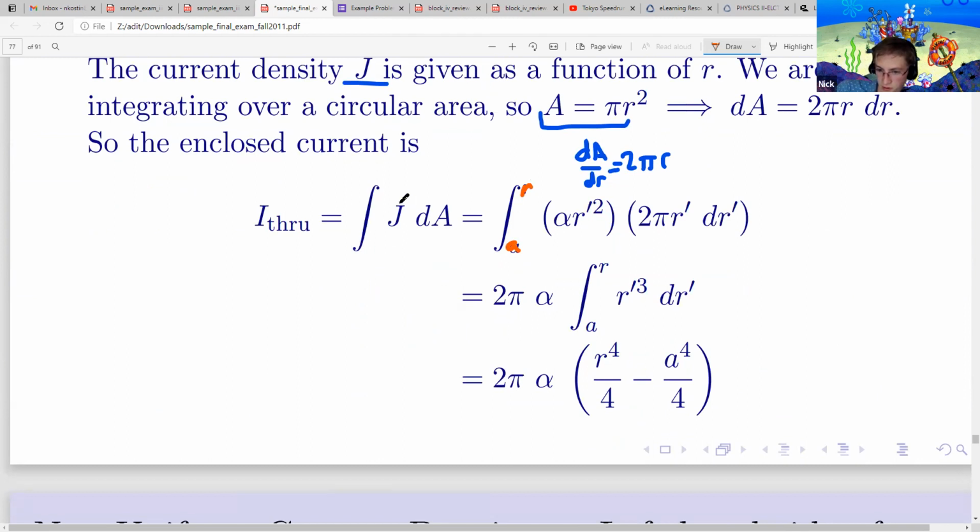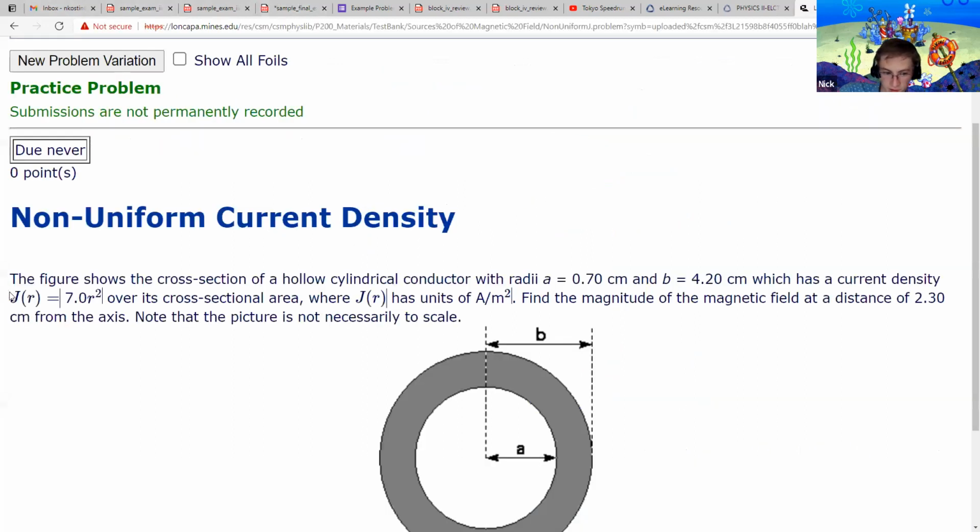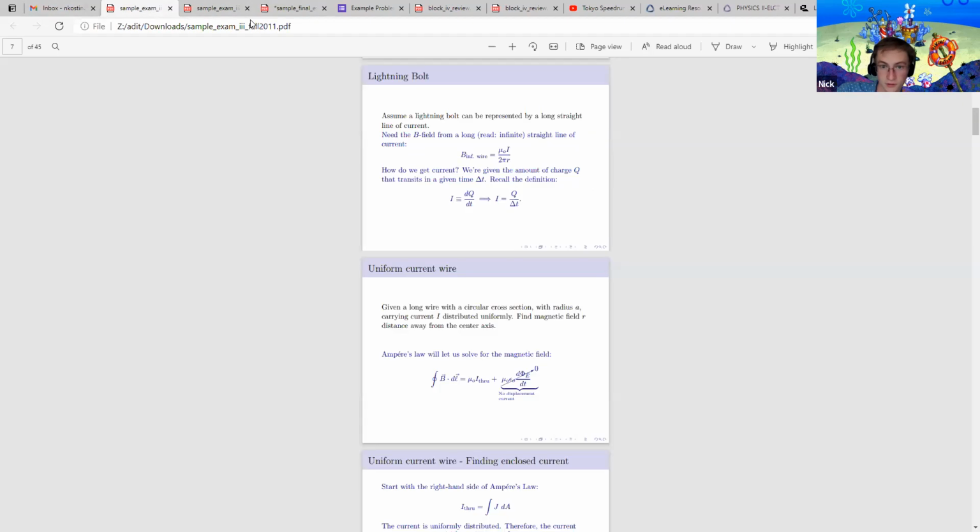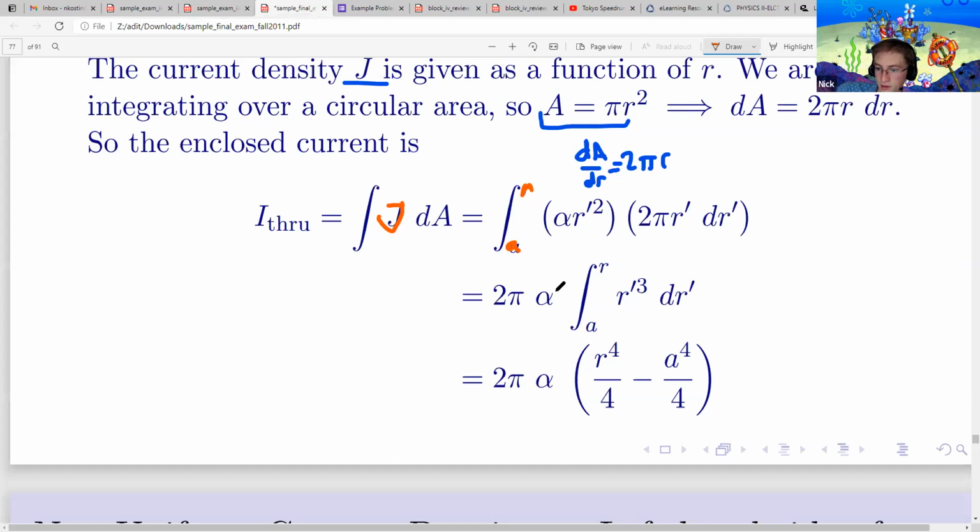My current density is given as 7, I just called it alpha for some constant, 7r squared. Again, the little r just means to not confuse it with this R of the Amperian loop. And my dA is 2 pi r dr. 2 pi and alpha, and in my case, 7, I think was the constant they gave me. Those are constants, so I can pull them out of the integral. And I'm left with the integral of r cubed dr, which is going to be r to the 4th over 4. So when I plug in my bounds, it's going to be R to the 4th over 4 minus a to the 4th over 4.